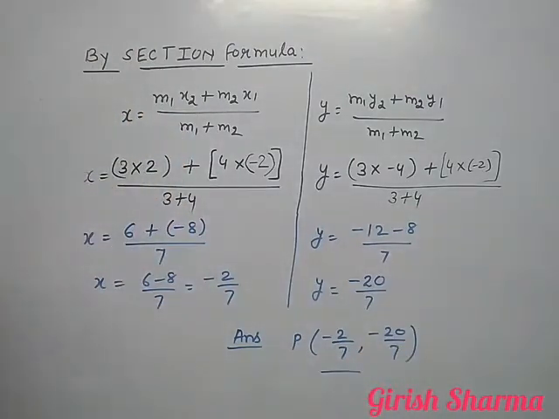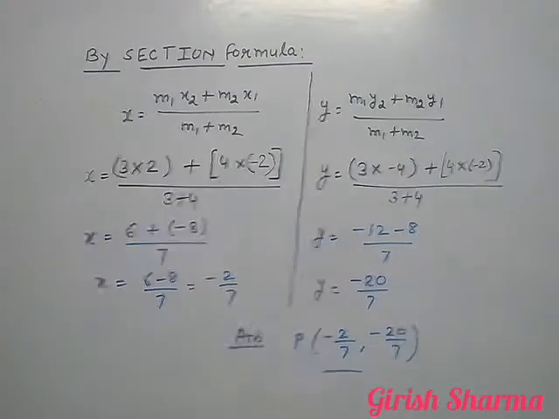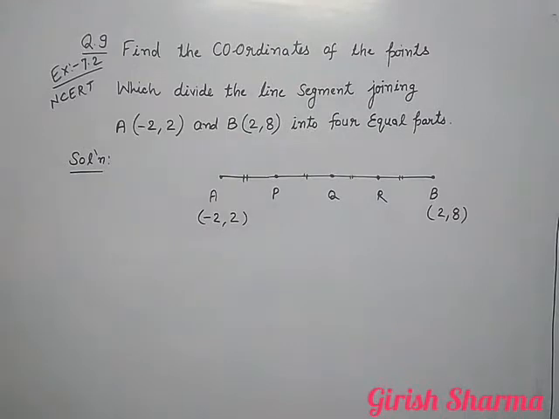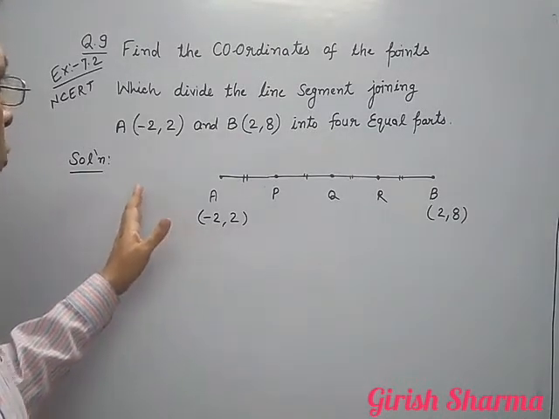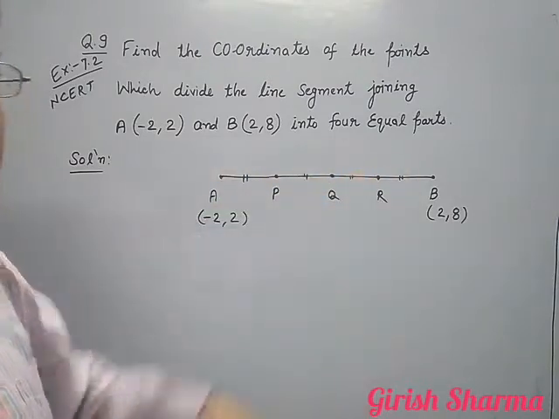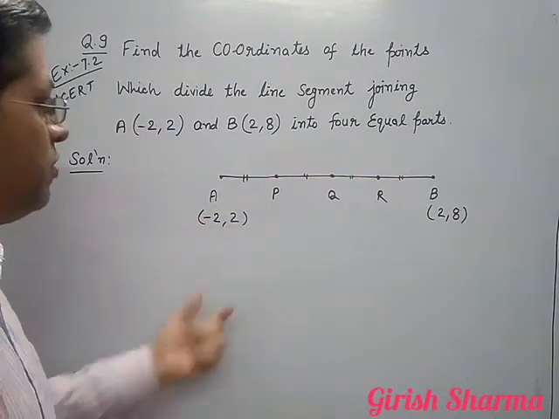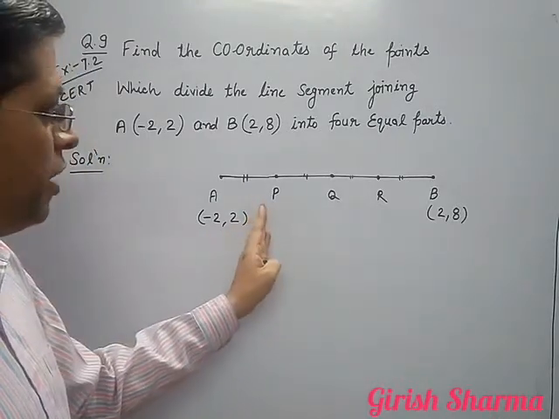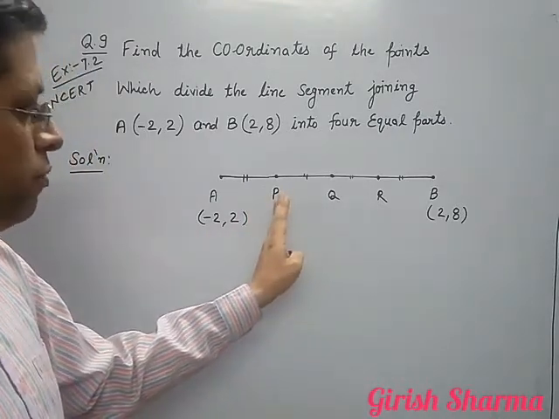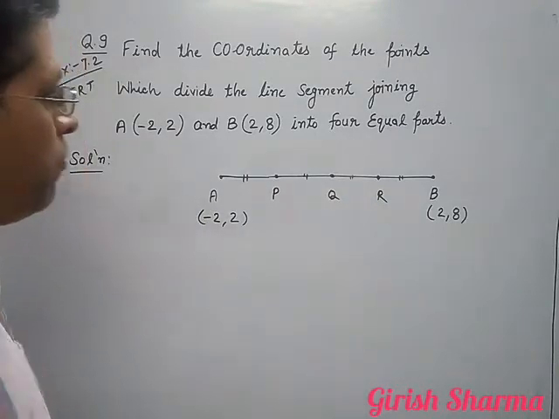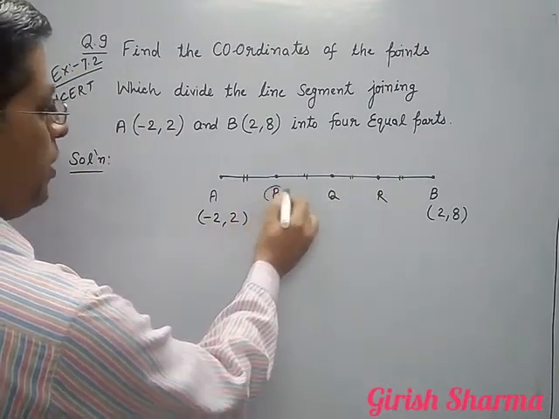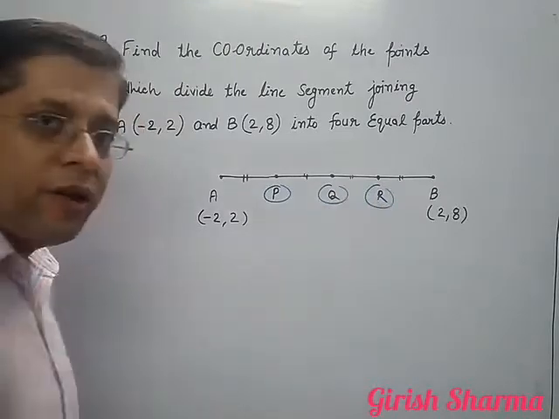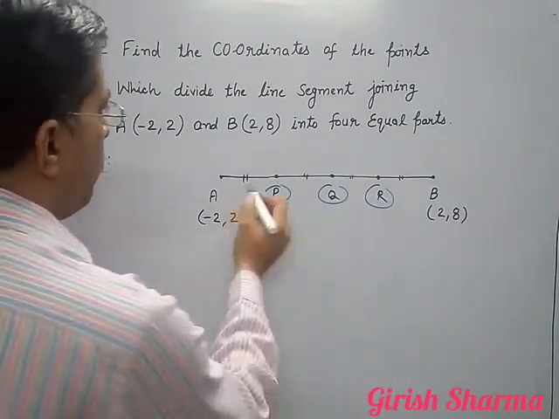Come on, the next question of this exercise. Question number 9, exercise 7.2. Find the coordinates of the points which divide the line segment joining these 2 points into 4 equal parts. See, we have given one line segment, and this line segment is divided by 3 points into 4 equal parts. The 3 points are P, Q and R.